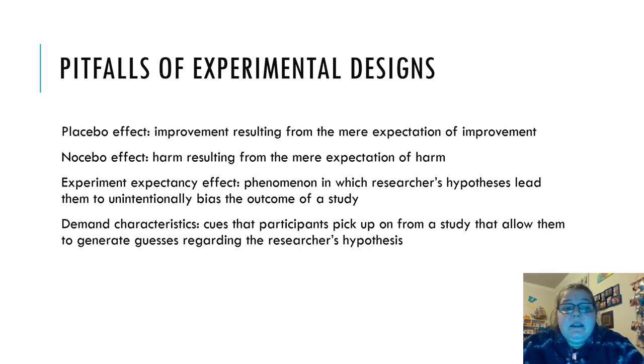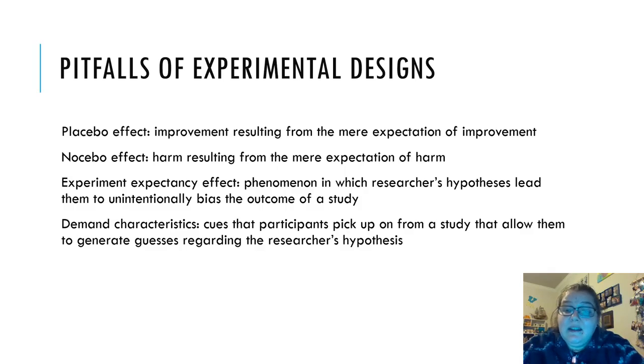And then there's the experimenter expectancy effect, which is the phenomenon in which researchers' hypotheses lead them to unintentionally bias the outcome of a study, which does unfortunately happen. It's their pet theory, it's their hypothesis, they want it to be true, and so they may unintentionally sway things so that it is true, or it is supported, or there is evidence for it. And this is where blinds come in.